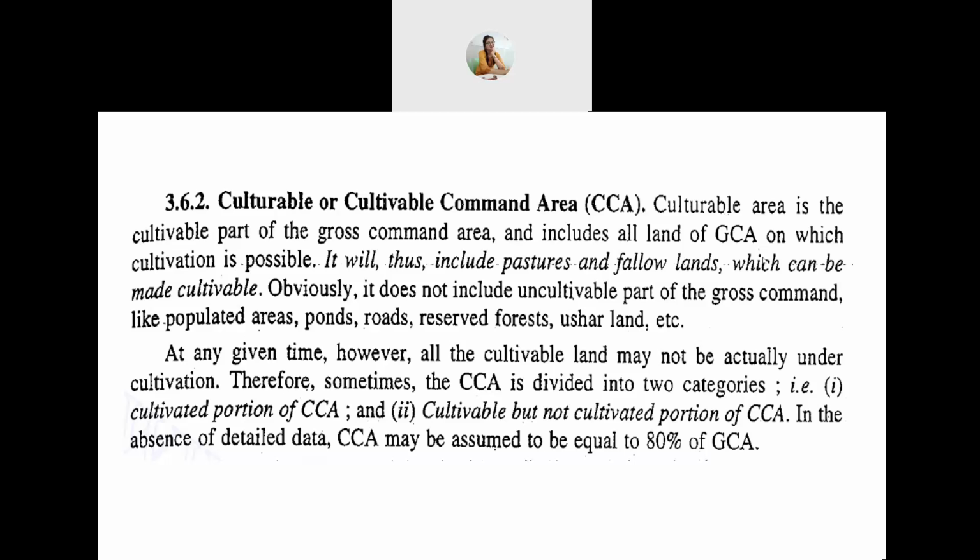At any given time, however, all the cultivable land may not be actually under cultivation. So therefore, sometimes the CCA is divided into two categories, that is, number one, cultivated portion of CCA, and number two, cultivable but not cultivated portion of CCA. In the absence of detailed data, CCA may be assumed to be equal to 80% of GCA.